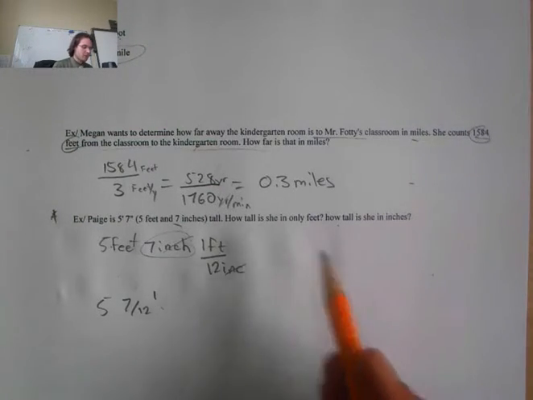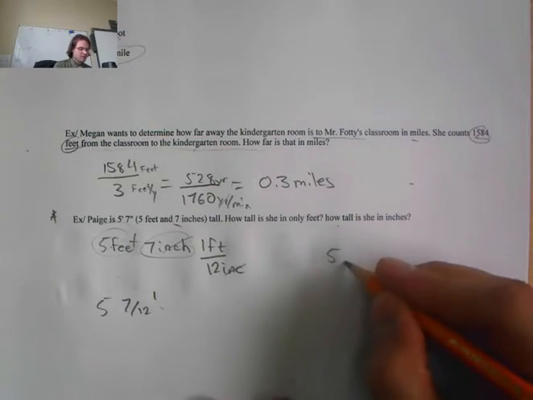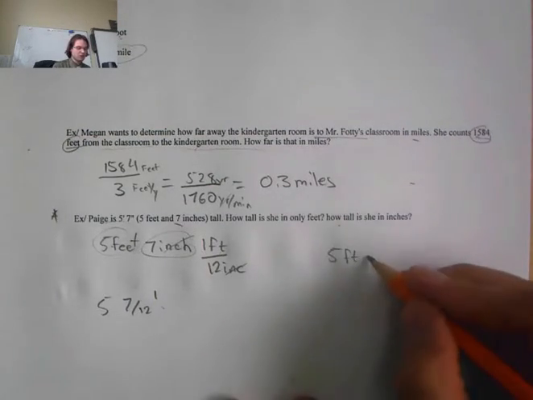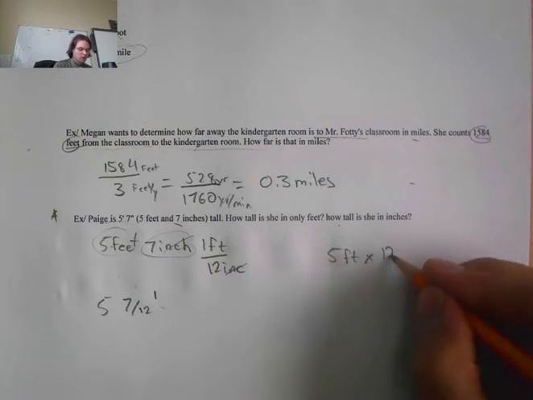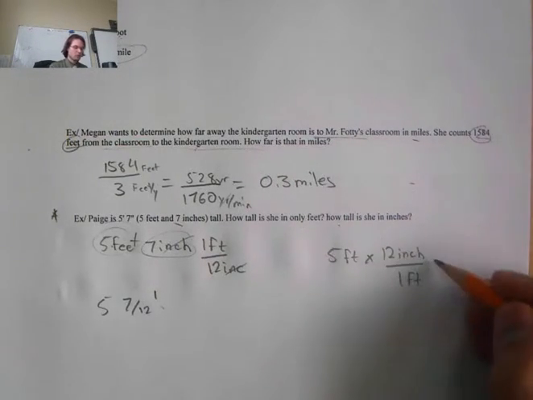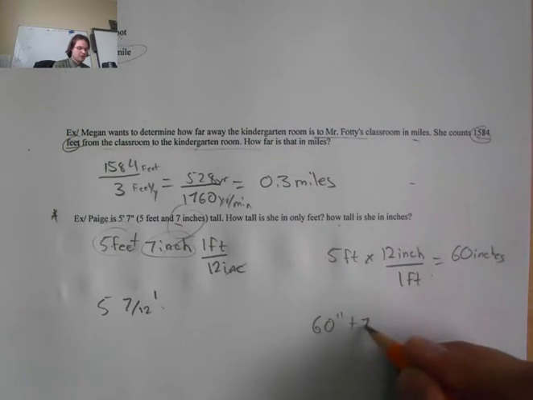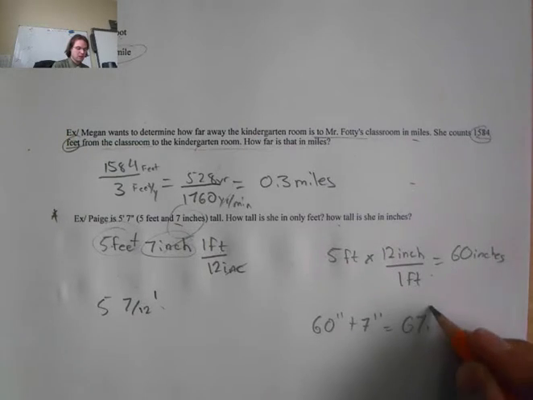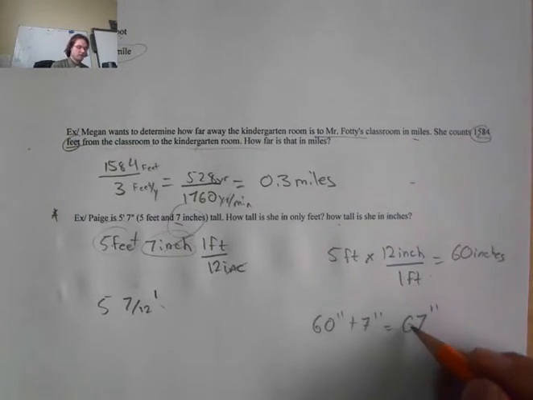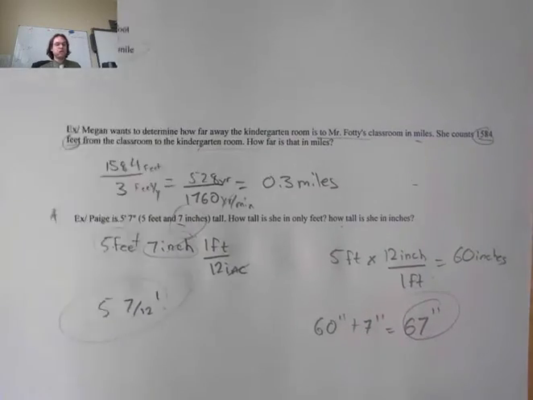Okay? Now let's take a look at my next one. We want to know how tall is she only in inches. Well, I have this 5 feet that I have to get rid of. So I have 5 foot, and we want to get rid of that and put that to inches. So I want to multiply this by 12. This is inches per 1 foot. Okay? What does that give me? This is going to give me 60 inches. And then we have another 7 inches. So I'm going to add 7. 60 plus 7 inches gives me 67 inches. Or I could put the word inches. And that's how we do that. So she has 67 inches, or 5 7/12 of a foot.